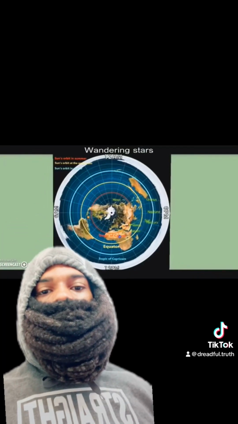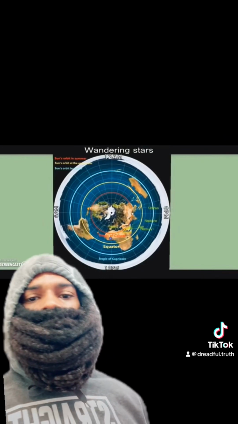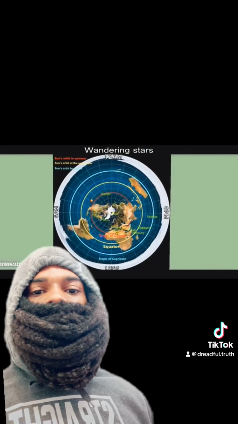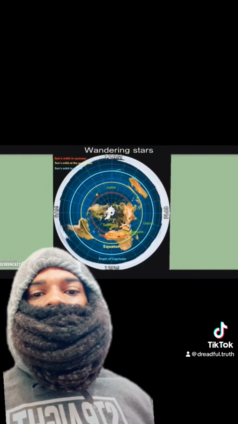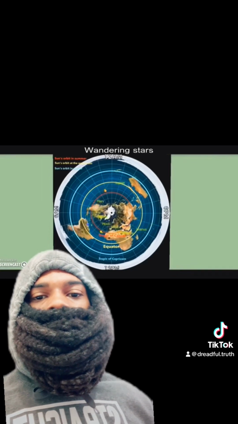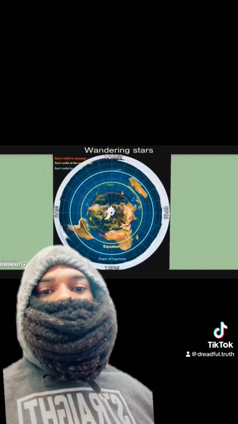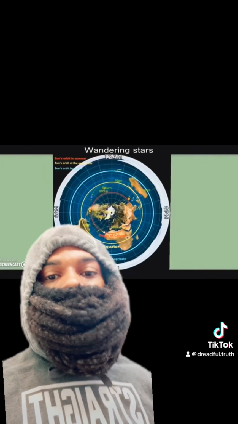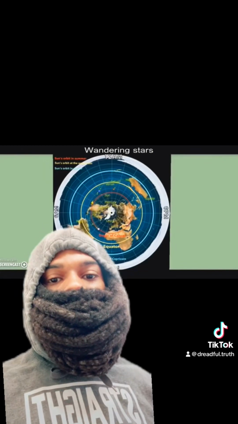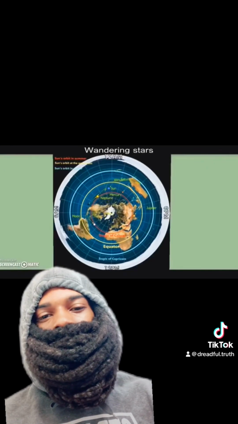Based off of our solar system, if Venus and Mercury are between us and the sun, then why are we seeing Venus and Mercury at nighttime? When are we going to see the Venus and the sun eclipse? When are we going to see Venus, Mercury, and the sun eclipse? We're never going to see that.